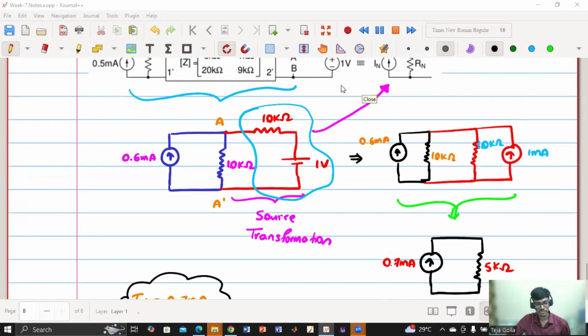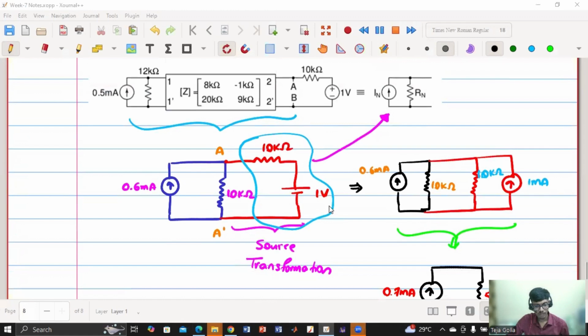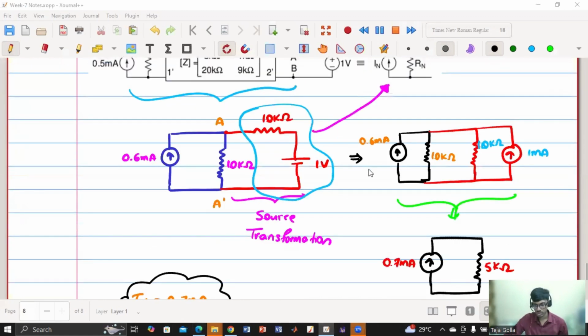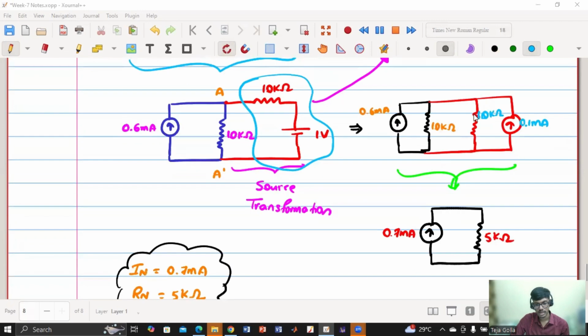How did you get that 1 milliampere? Sorry, that one is 0.1, since 1 volt by 10 kilo ohm. I'm really sorry, this is 0.1. That's why it is 0.6 plus 0.1, 0.7 milliampere. And this is 10K parallel 5K. Any further questions, or can we wind up this session?